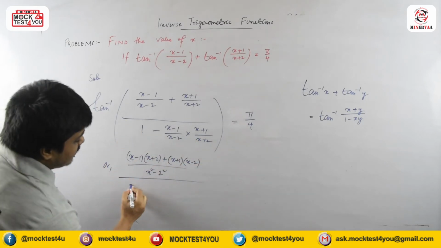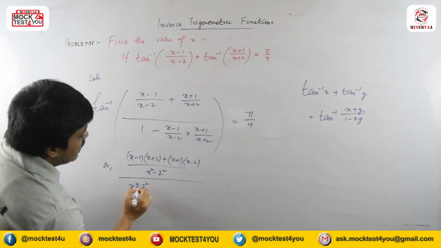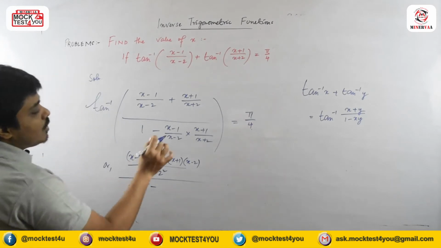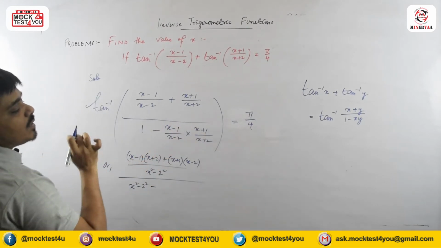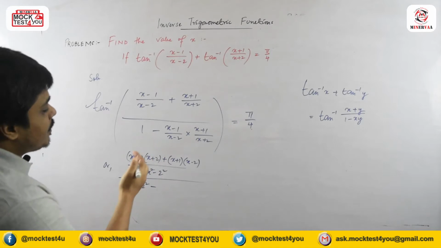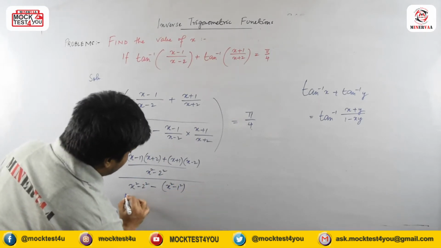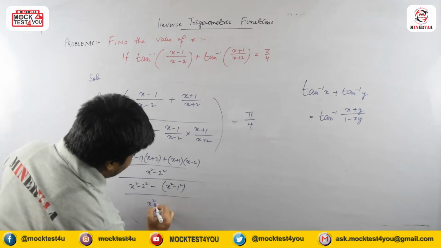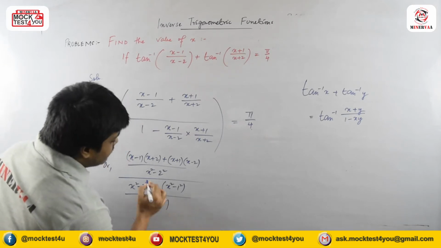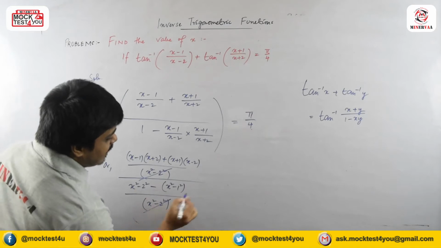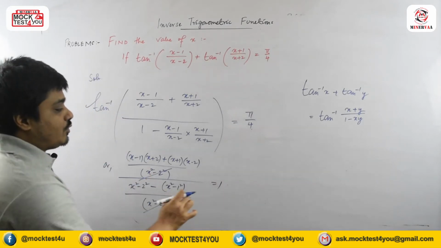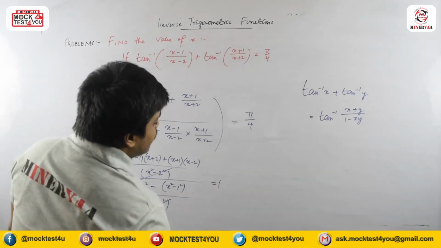It will get multiplied here, x square minus 2 square, then minus of, look at here, (x minus 1)(x plus 1), a minus b into a plus b, that gives us x square minus 1 square, divided by x square minus 2 square. Now you see that these two get cancelled, and this is equal to 1. Don't forget to write that one. This is equal to 1.